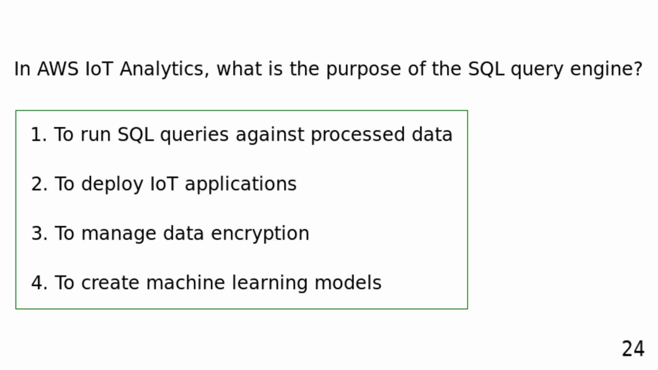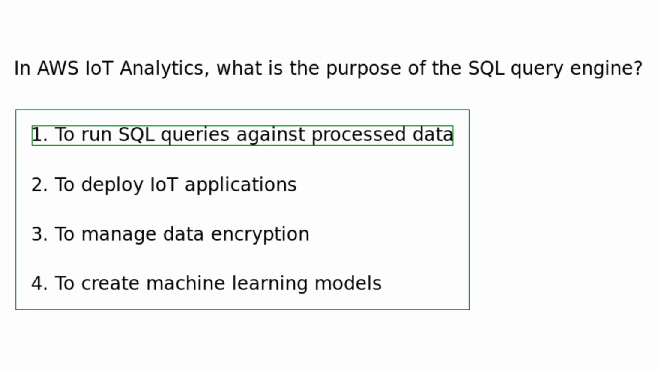In AWS IoT Analytics, what is the purpose of the SQL query engine? To run SQL queries against processed data. To deploy IoT applications. To manage data encryption. To create machine learning models. The SQL query engine in AWS IoT Analytics is used to run SQL queries against processed data.